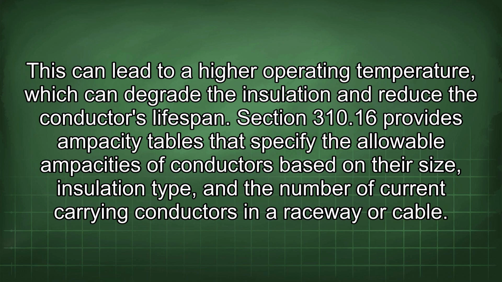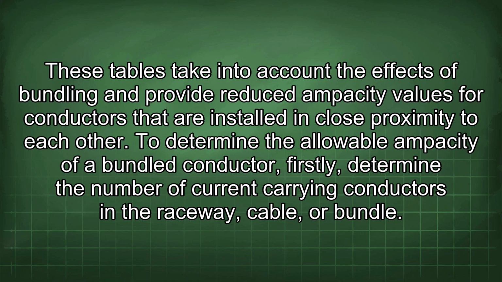Section 310.16 provides ampacity tables that specify the allowable ampacities of conductors based on their size, insulation type, and the number of current-carrying conductors in a raceway or cable. These tables take into account the effects of bundling and provide reduced ampacity values for conductors that are installed in close proximity to each other.